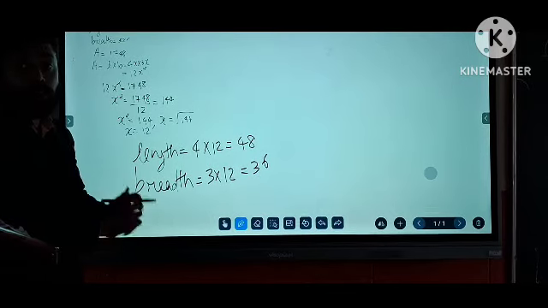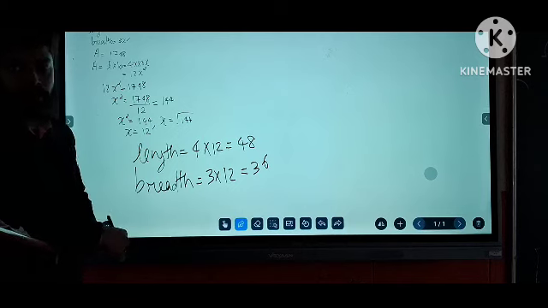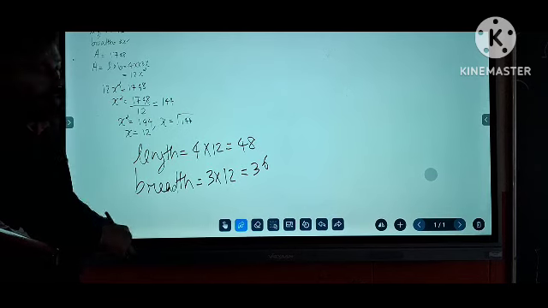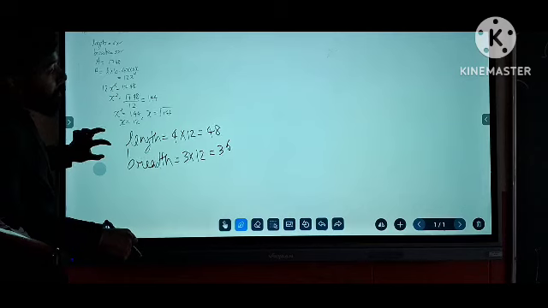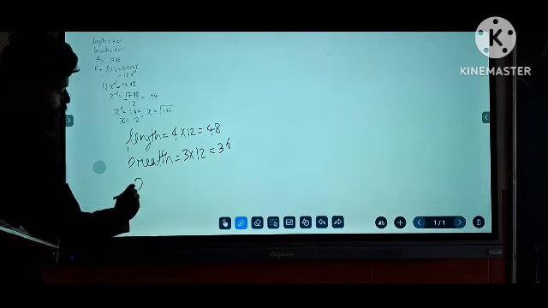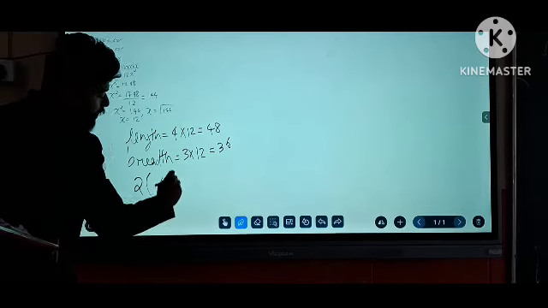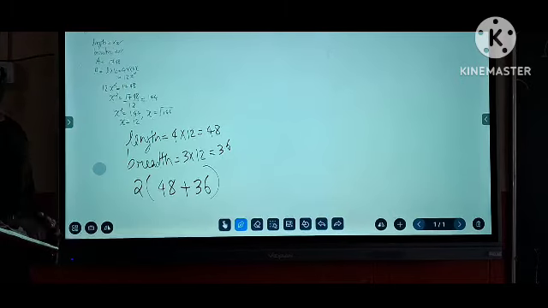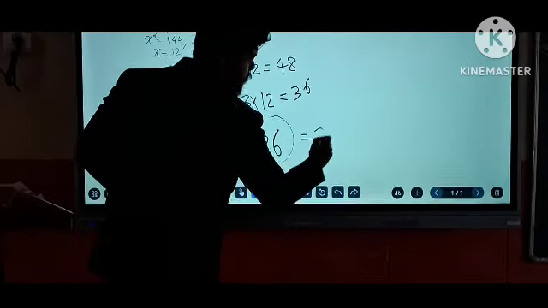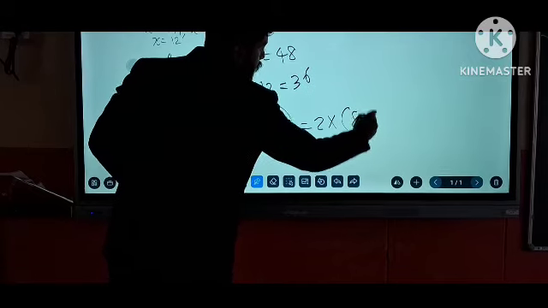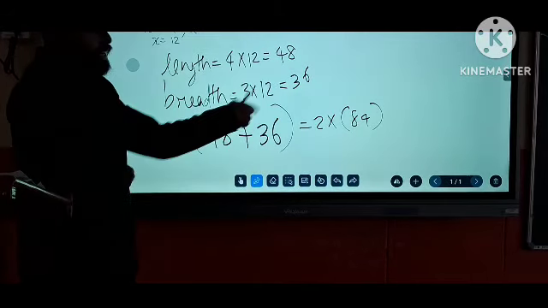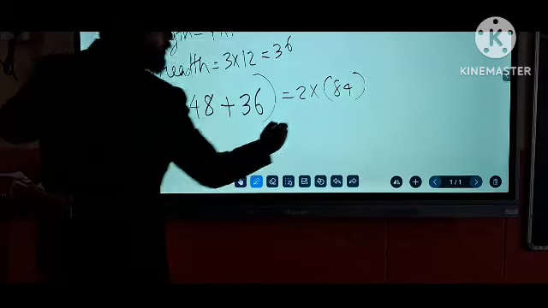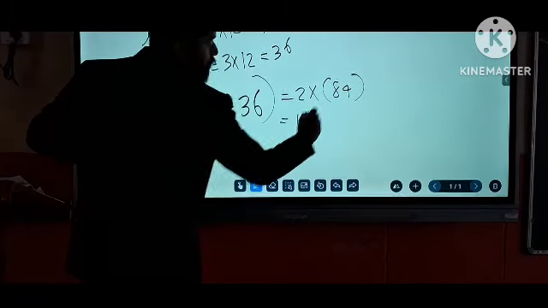Okay. Now we want to fence the field, right? So we want to calculate the perimeter. So what is the equation to find out the perimeter? It is 2 into L plus B. Okay, 2 into L plus B, that is equal to 2 into 84, that is 48 plus 36, which is 84. What is 2 into 84? That is equal to 168.